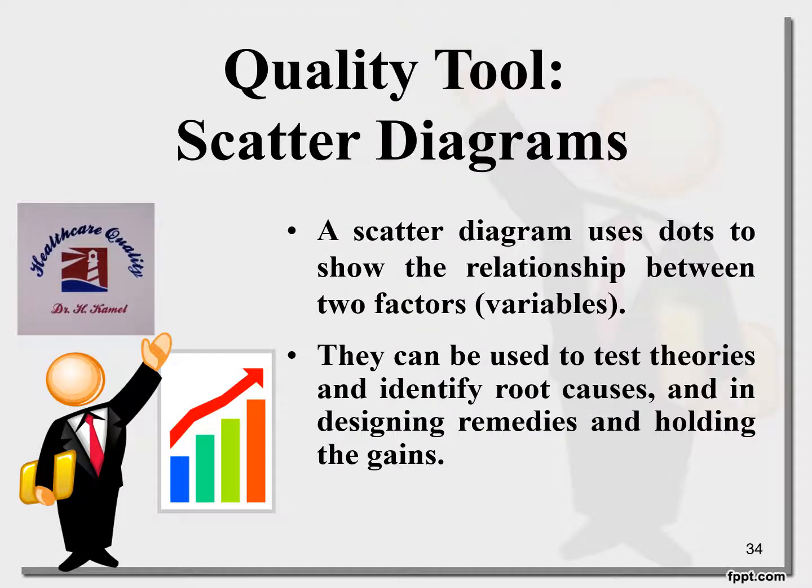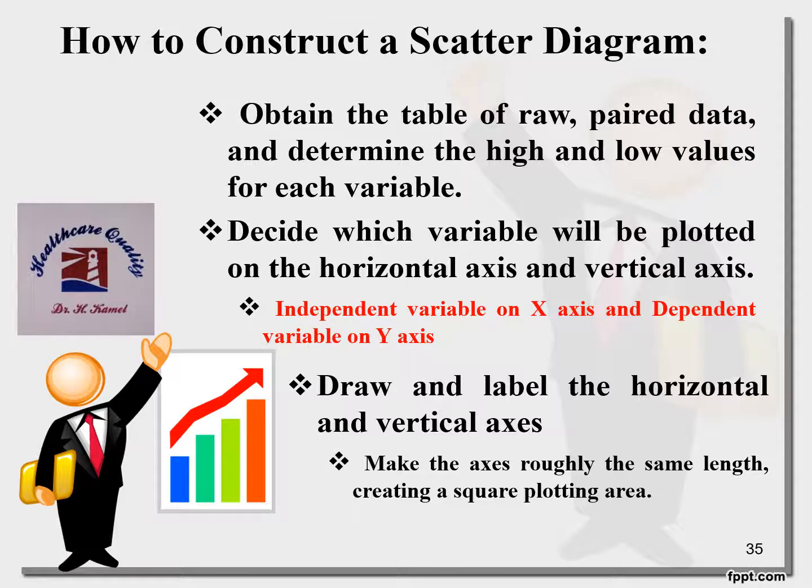Now we come to the next quality tool, scatter diagrams. It uses dots to show the relationship between two factors or two variables. They can be used to test theories and identify root causes, and in designing remedies and holding the gains. How to construct a scatter diagram?